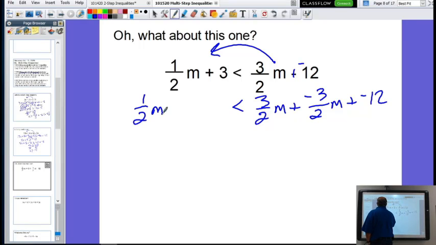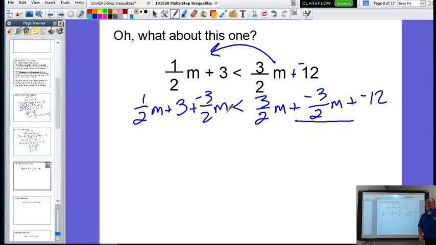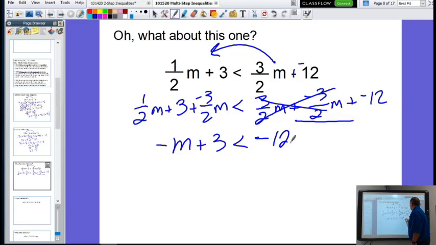So 1/2 m plus 3 plus, and then the negative 3/2 m that we added on the other side. So now we combine like terms. Now I've got a 1/2 and a negative 3/2. Okay, so when you put that together, you actually end up with negative 2/2 m. Well, what does negative 2/2 actually simplify down to? Simplifies to negative m. That is exactly correct. So this part right here turns into just negative m plus 3 is less than, then over here my 3/2 go away, and I get negative 12.